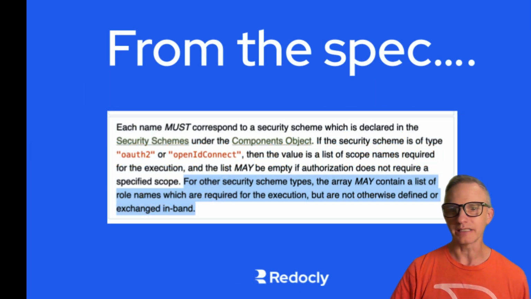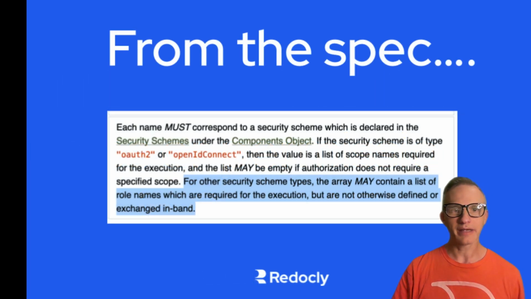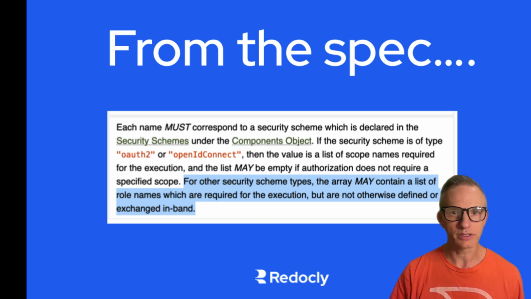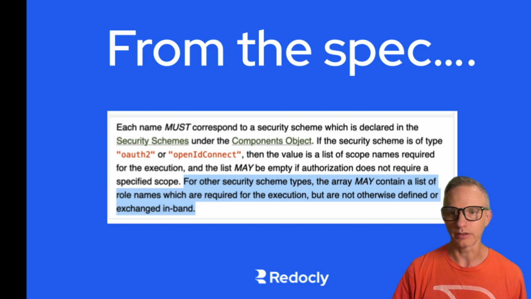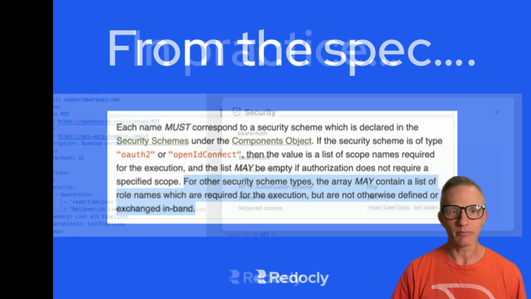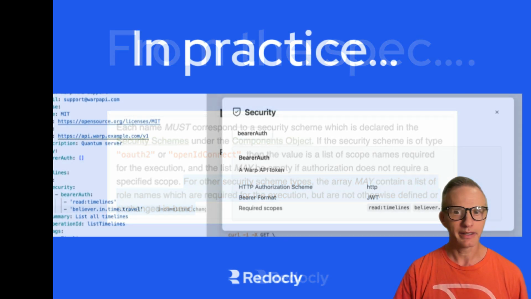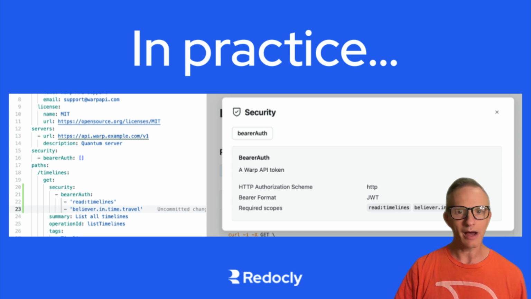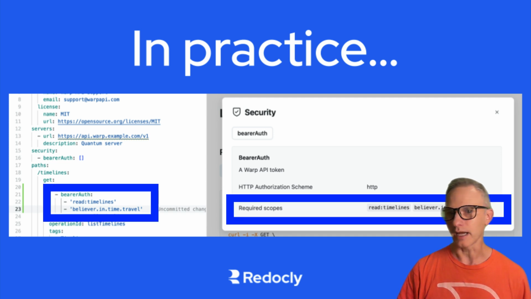According to the OpenAPI spec, for security schemes that aren't OAuth2, you can still include roles or permissions. This allows you to define role names for API execution without relying on in-band exchange mechanisms. Here's a quick example showing how these roles are listed in OpenAPI and how Redocly renders them on the right side.